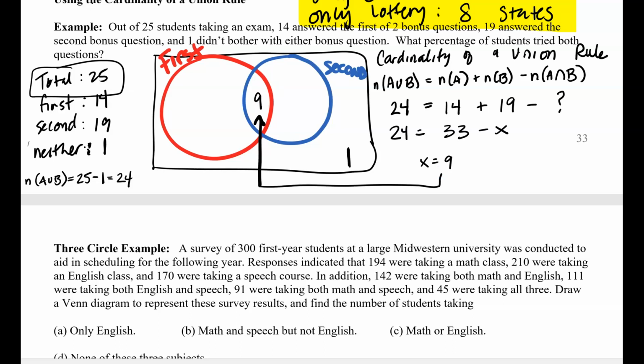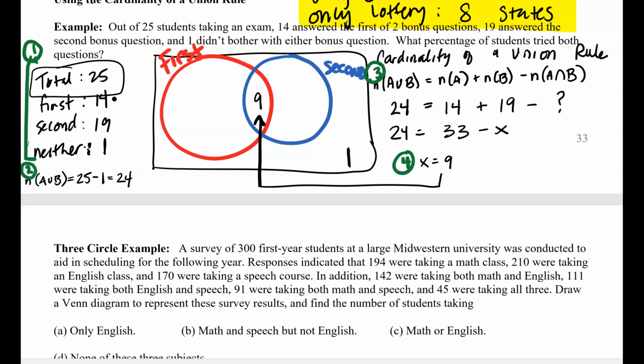Okay, so just to back up, what did I do? The first thing I did was fill out all of this stuff. I read the problem and filled out all those numbers. The second thing I did is figure out the number of A union B. The third thing I did was use the cardinality of a union rule. And the fourth thing is I put that number in the middle of the diagram. And so now I'm going to try to figure out what numbers need to go in the first and second circles.